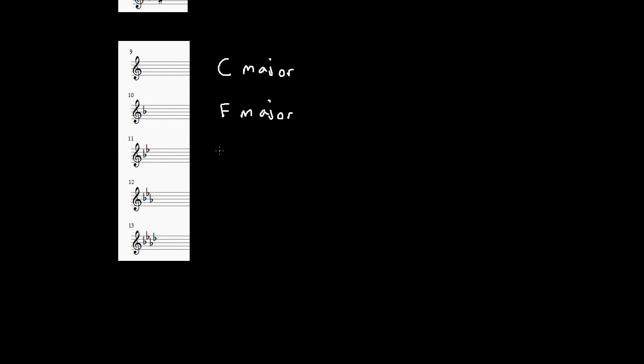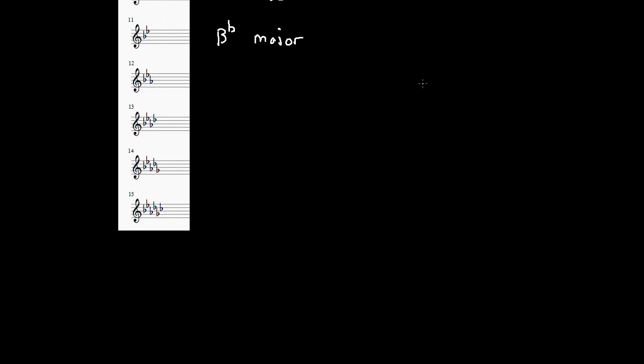2 flats then is B flat major. Again, you can see that little flat symbol there. It's like a lowercase b. Then 3 flats is E flat major. 4 flats is A flat major. 5 flats is D flat major.